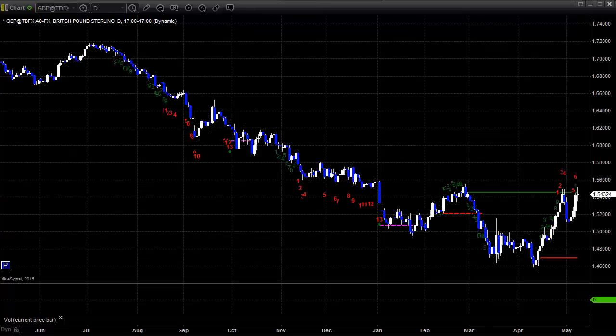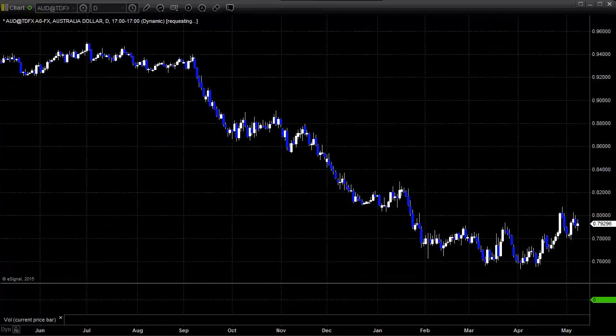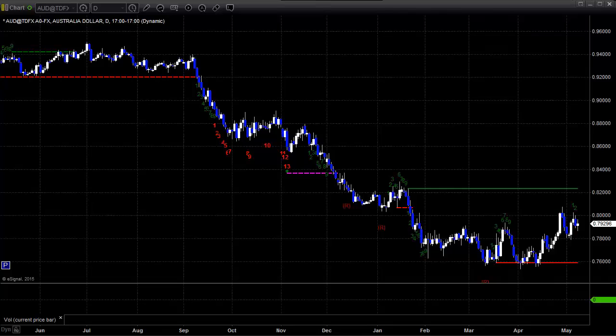Here's a look at the pound dollar, a little bit different chart. It had already hit the green static trend line over a week ago. It's still sitting right at that level after a pullback. There's been some decent movement in the pound, a lot of it election driven over there in the UK, with Cameron winning again on Thursday, Friday.